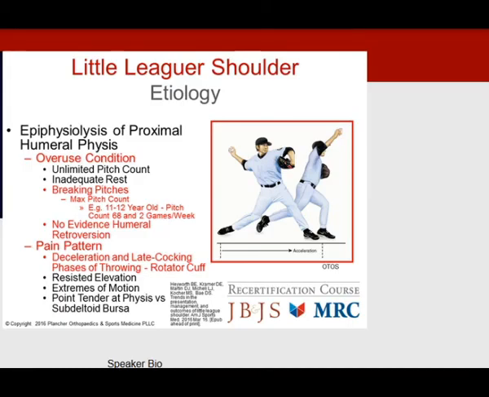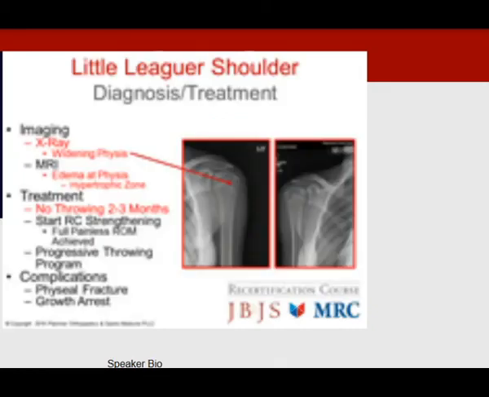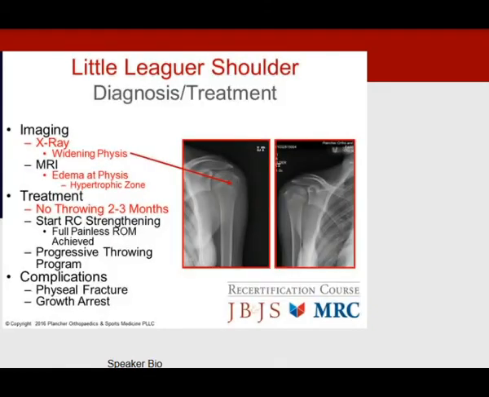Lastly, the little leaguer shoulder. Epiphysiolysis of the proximal humeral physis is an overuse condition. It's due to maximum pitching count. Its pain pattern occurs in deceleration and late cocking during phases of throwing. What's important is you can see here on X-ray imaging the widening of the physis, and the edema at the physis at the hypertrophic zone if an MRI is done. The treatment is no throwing for 2 to 3 months. The complications, if not, are physeal fracture or growth arrest.